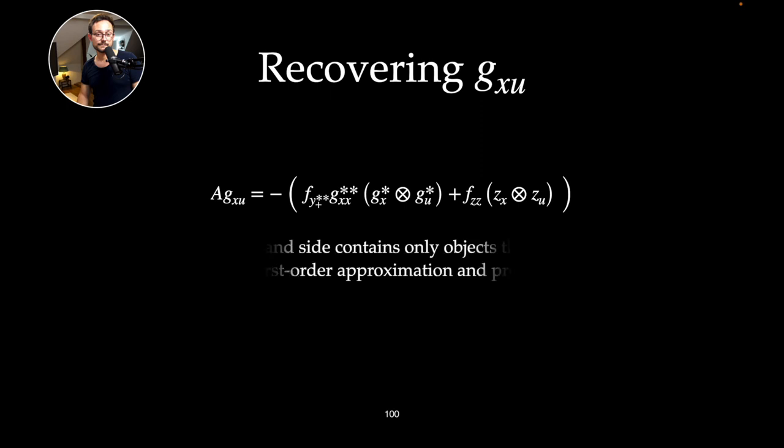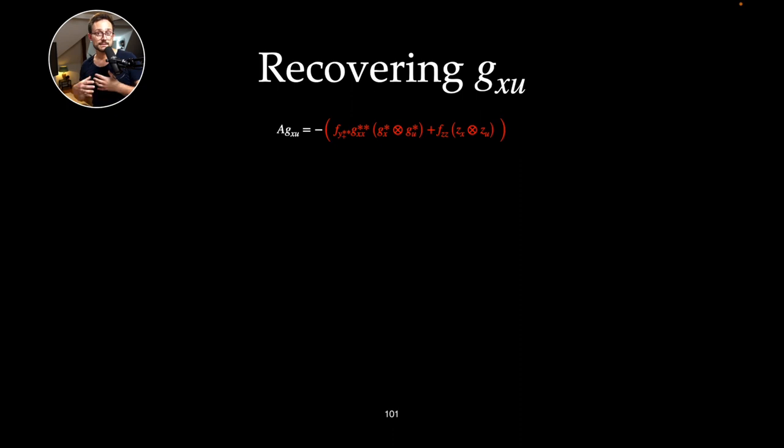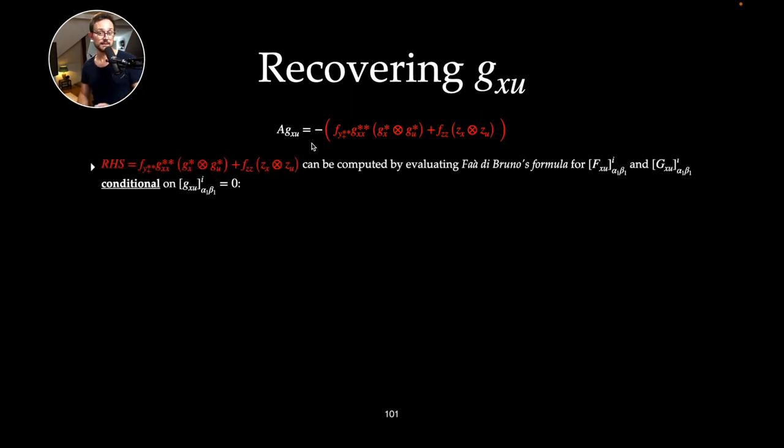Now, the right-hand side obviously contains only objects that are already available from the first order approximation and previously computed GXX. So fine, simply take the inverse and you get GXU. And again, I want to show you algorithmically that the right-hand side in this equation, so it is more or less always a generalized Sylvester equation, or this linear equation where I need to take the inverse, that we need to solve. Okay, so this is true for more or less any order of approximation. And how do we get the right-hand side of those equations to compute the inverse here? Again, my claim is this is the conditional Faà Di Bruno's formula for uppercase F XU conditional on GXU being equal to zero. And let me prove that to you.